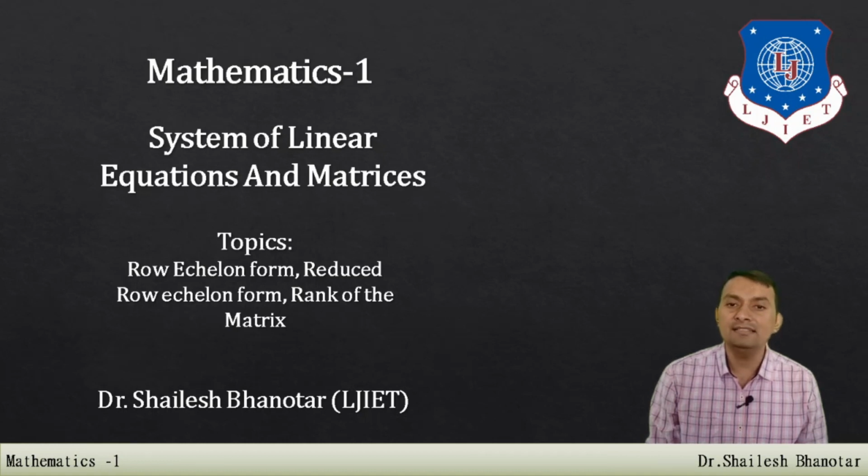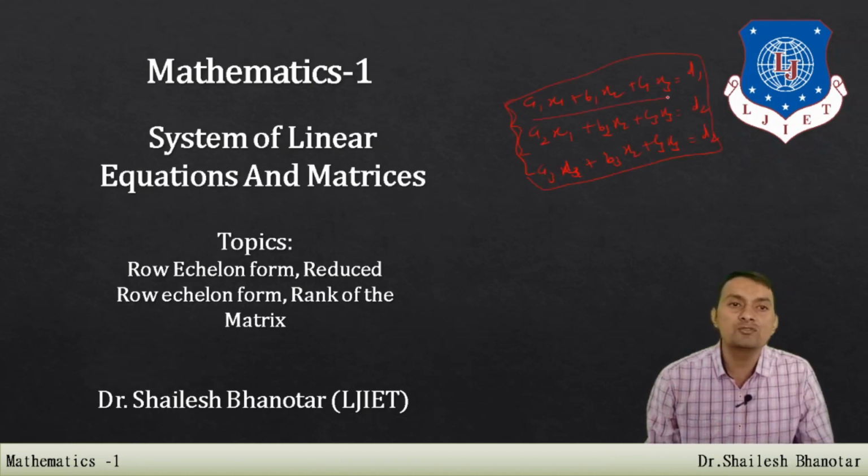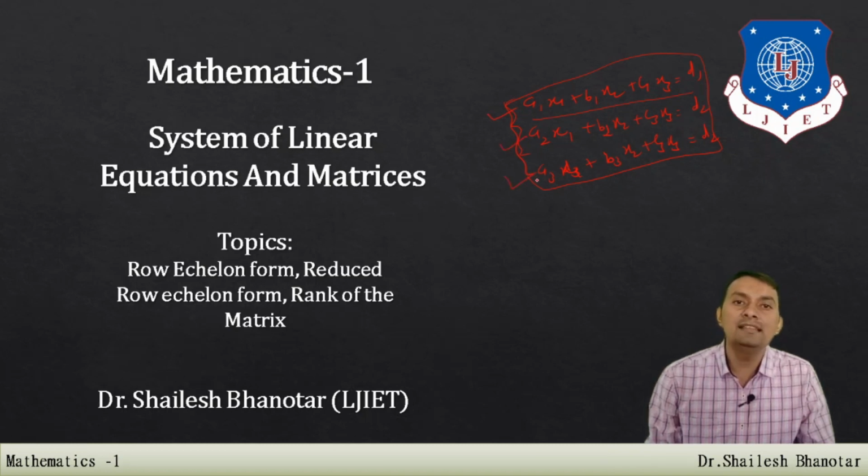Also, it is mentioned that the system of linear equations. So, what do we mean by a system of linear equations? This is the first: a1 x1 plus b1 x2 plus c1 x3 is equal to something. This is one linear equation. This is the second and this is the third. All three together are called a system of linear equations.